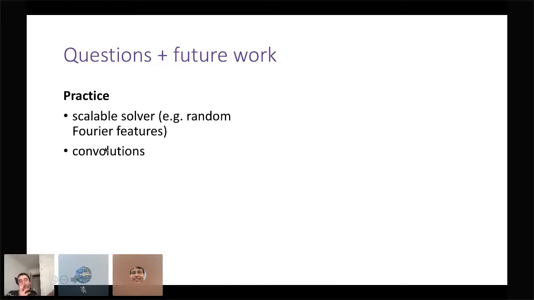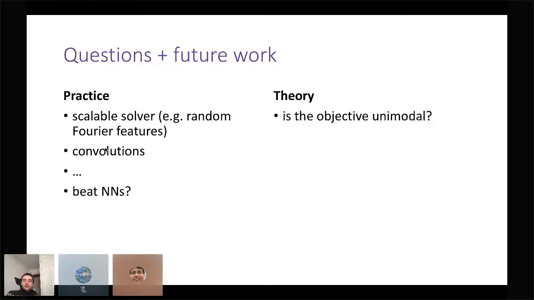Then we want to compete with neural networks, so it'd be great to see if there's a convolutional variant of these methods that actually works well. And building up towards eventually competing with neural networks. Then on the theory side of things, we still have this question of, is the objective in the nonlinear case actually unimodal?